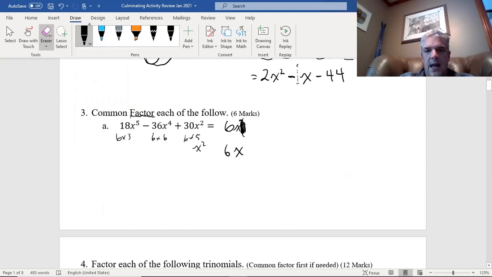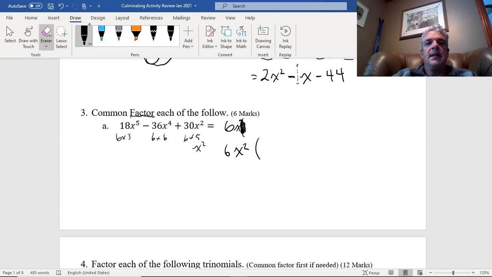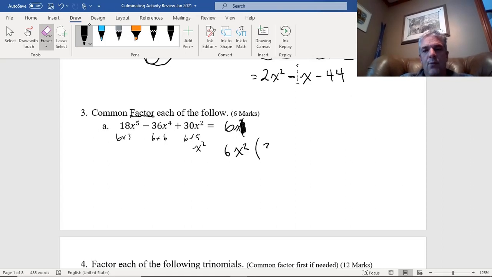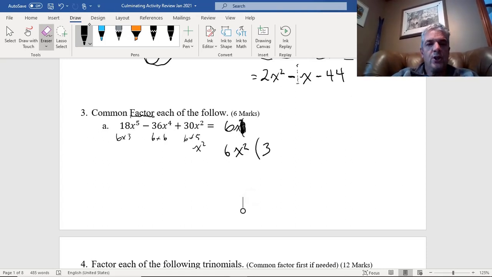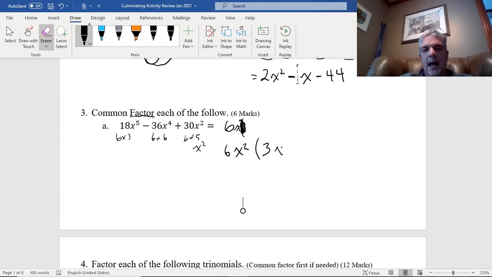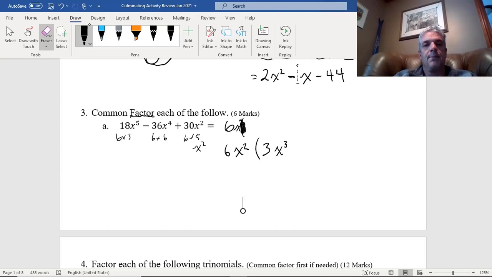Okay, 6x squared, and then I'm going to put my bracket, okay? And that means that what did I do? I have to divide 18 by 6. That'll leave me with a 3. And I'm going to take 2 x's away from the x to the 5. That'll be x to the power 3, okay? Essentially, I'm dividing the x to the 5th by x squared. And then I'm going to take my x to the power 4 and divide it also.